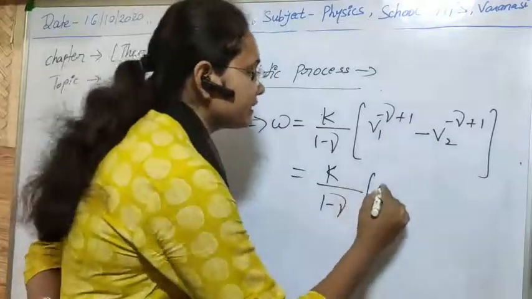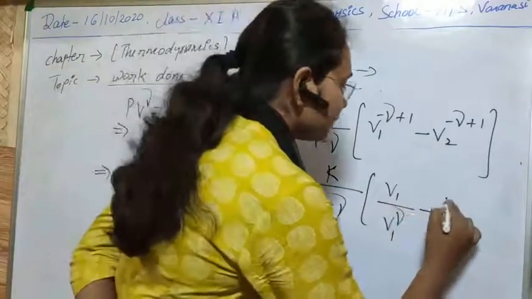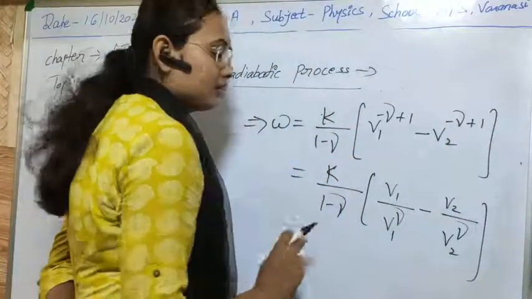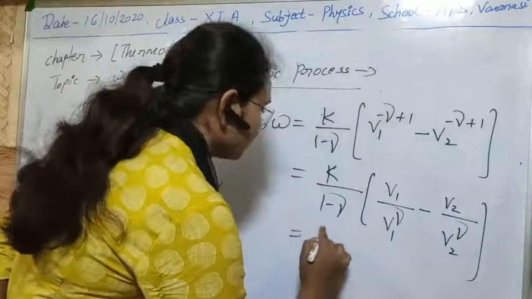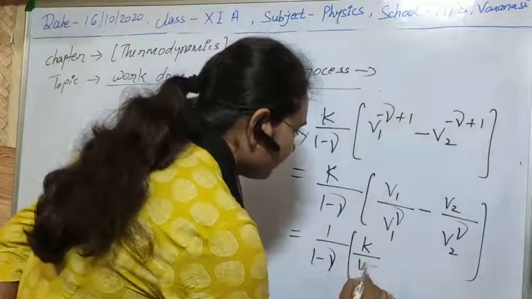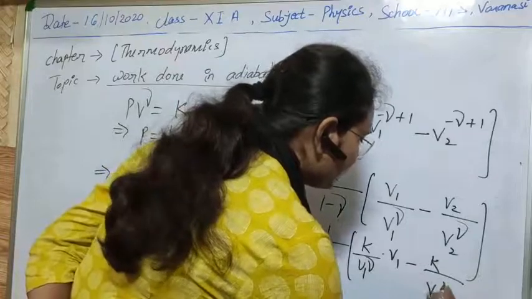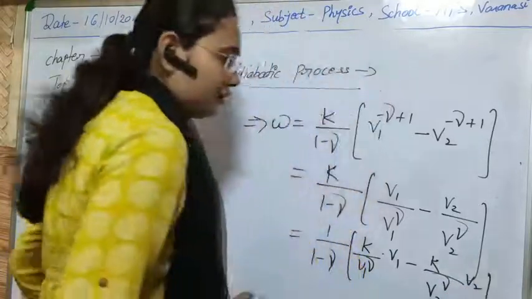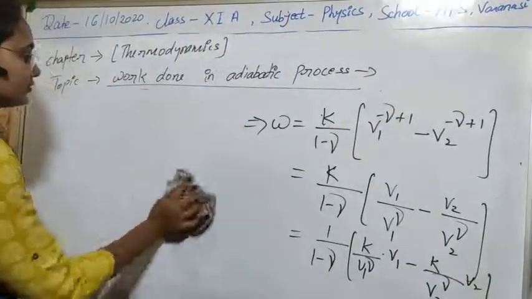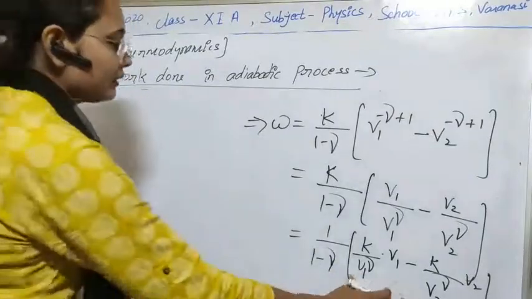So we can also solve it. We can write this equation like V1 upon V1 power gamma minus V2 upon V2 power gamma. Clear? We can write it here. And now multiply K in this. So 1 upon 1 minus gamma, K upon V1 power gamma into V1 minus K upon V2 power gamma into V2. I think calculations are simple and you can understand it easily.